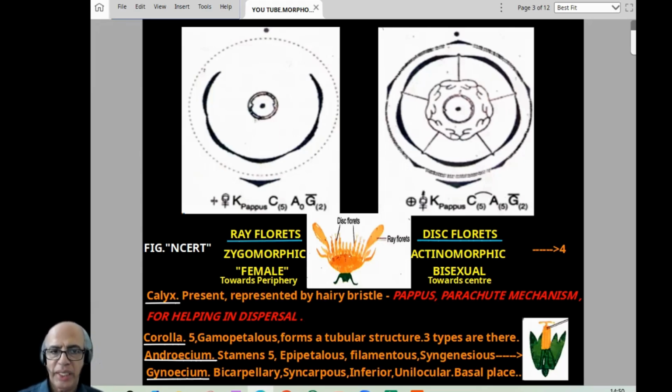So in composite, the calyx is modified into pappus. The question: it helps in liberation. So that means it can float due to this pappus. So it is a parachute mechanism helping for dispersal, specifically of seeds.